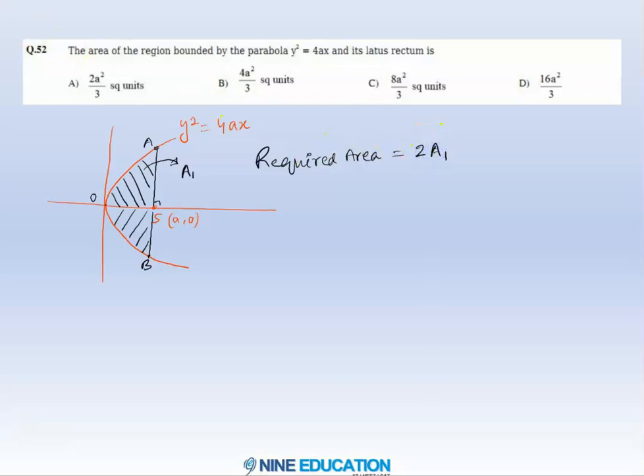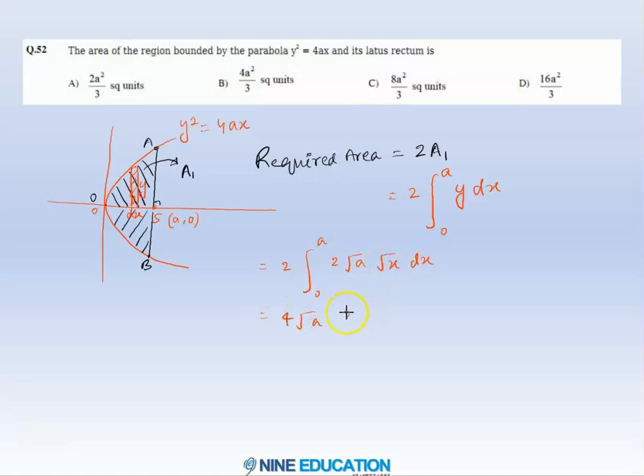Now how to find the area of this particular portion? We can take a vertical strip and we can integrate from 0 to a. So this will be 2 times the integral from 0 to a of y dx. This small strip area is y dx, where this is the height y and this is the small width dx. Once we start to integrate, we'll get 2 times the integral from 0 to a. In place of y, I can write 2 root a root x dx. So overall it will become 4 times root a.